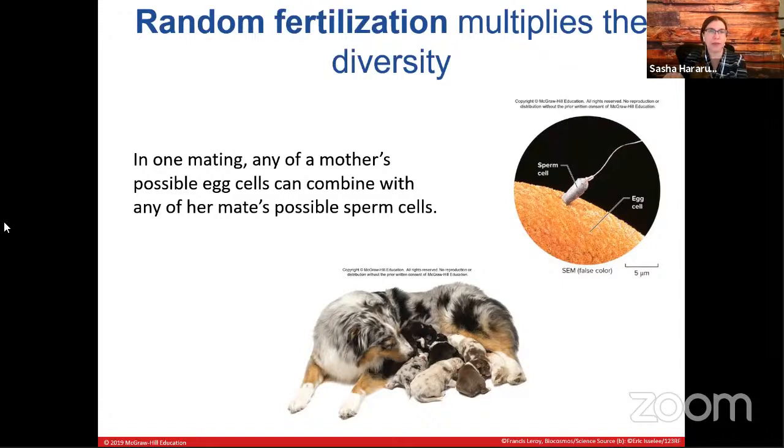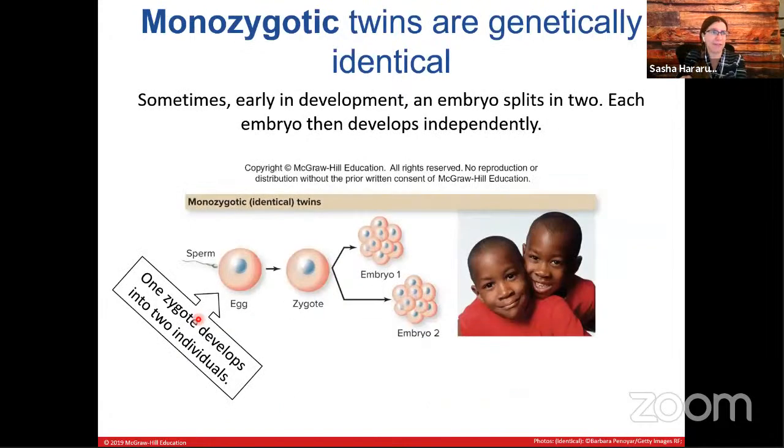All right. So with this kind of genetic diversity, how is it possible that two people can look exactly alike? We see it pretty often with twins. The reason for that is there are two types of twins, identical twins and fraternal twins, and they are different.